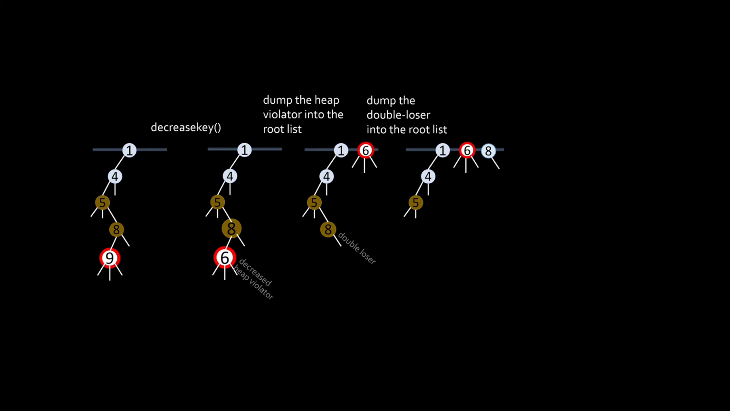5 used to have 3 children and it was marked as a loser. It's lost yet another child, so it's a double loser. So we'll repeat the rule. We'll slice out the 5 and place it into the root list.